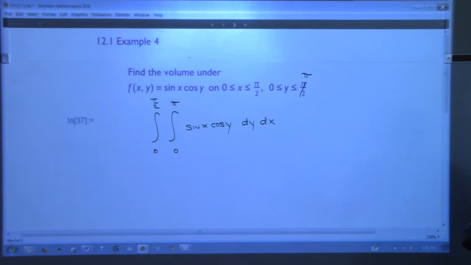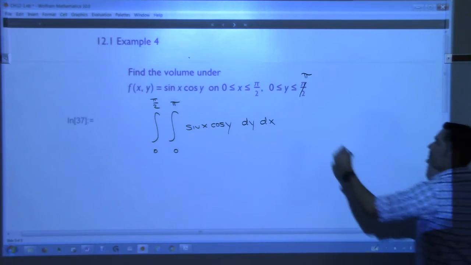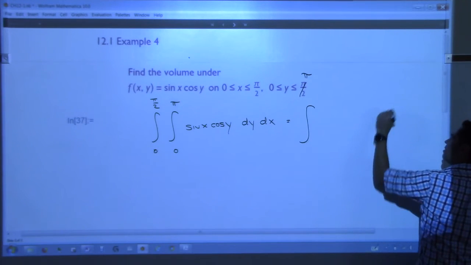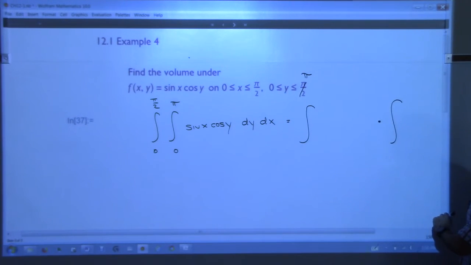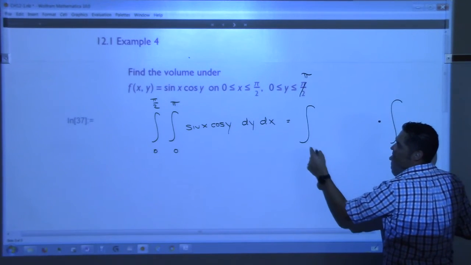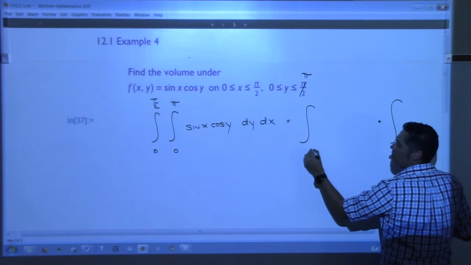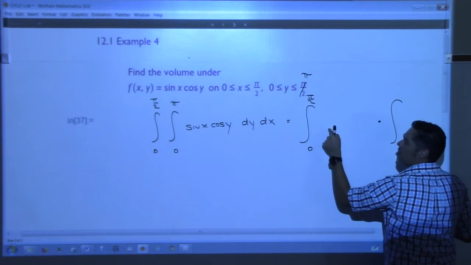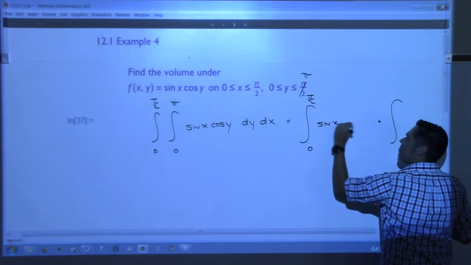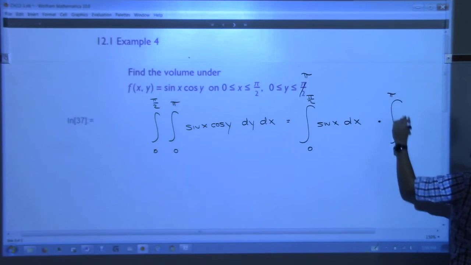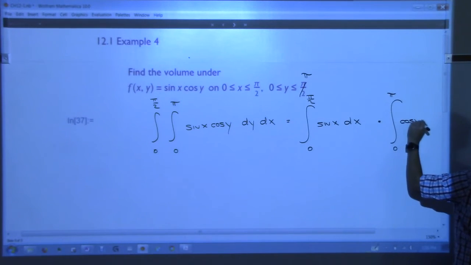According to the special case, I am allowed, at this point, to look at this as the product of two integrals. The first integral is the one with x. So what would I put here? From where to where? 0 to pi over 2. And then in here, sine x dx. And then this one, 0 to pi. And then cosine y dy.